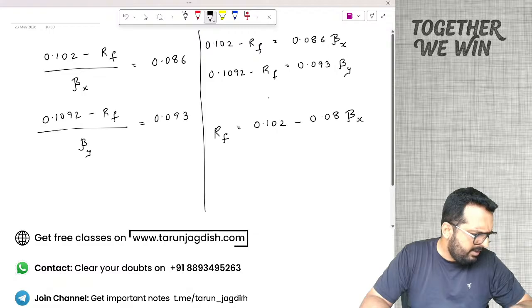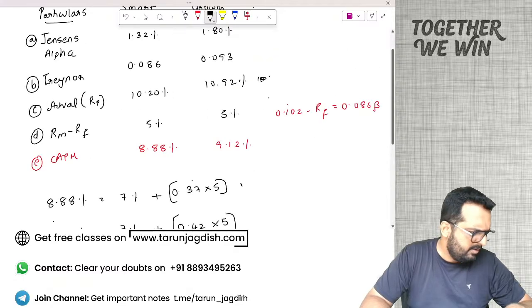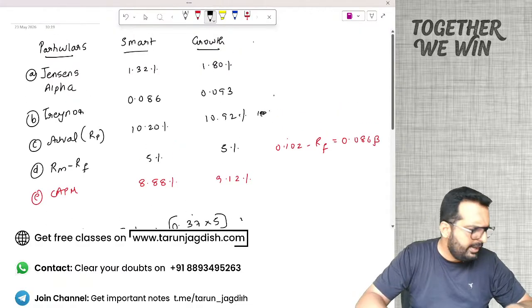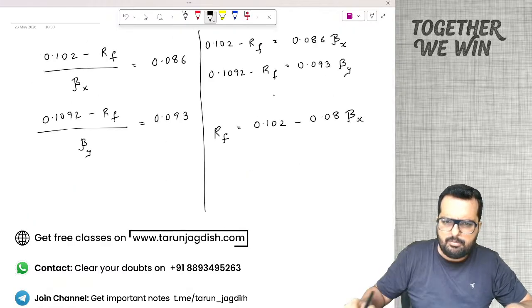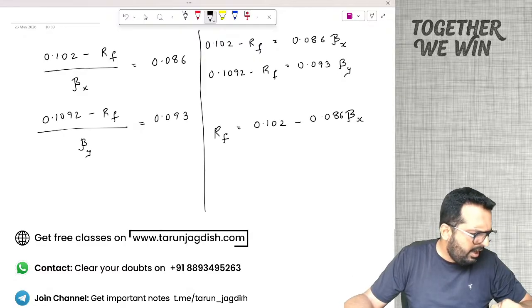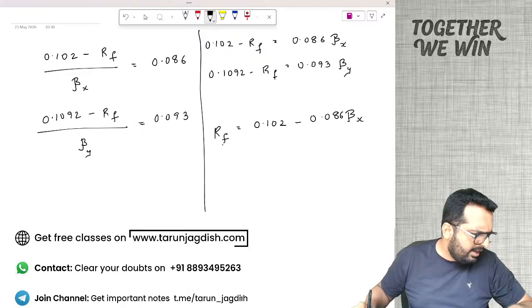One minute. RF is equal to 10.2 minus 0.8. One moment, friends. 0.086. That's what you would have put, 8.6 beta. Okay, 0.086, I need to write down over here. Let me write down what it's giving. RF is 10.2 minus 8.6B. What is RF plus 5B is equal to 8.88? How did you get that number?